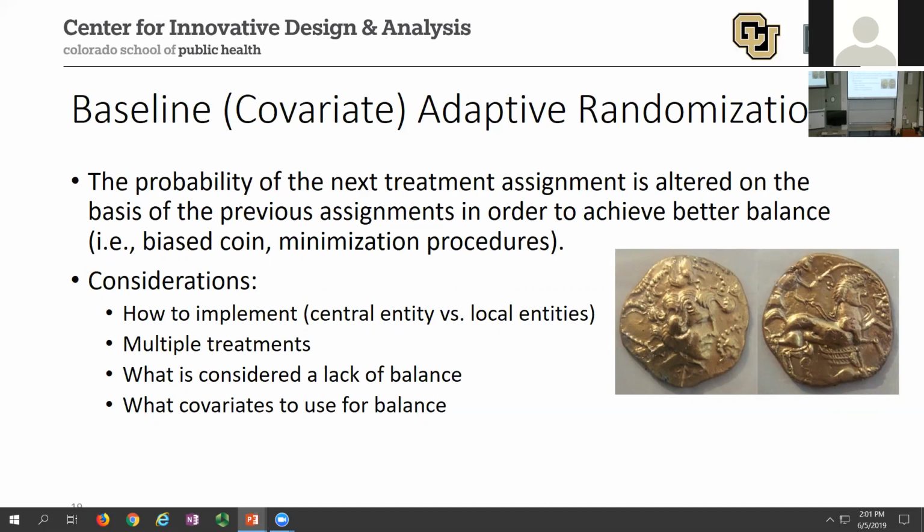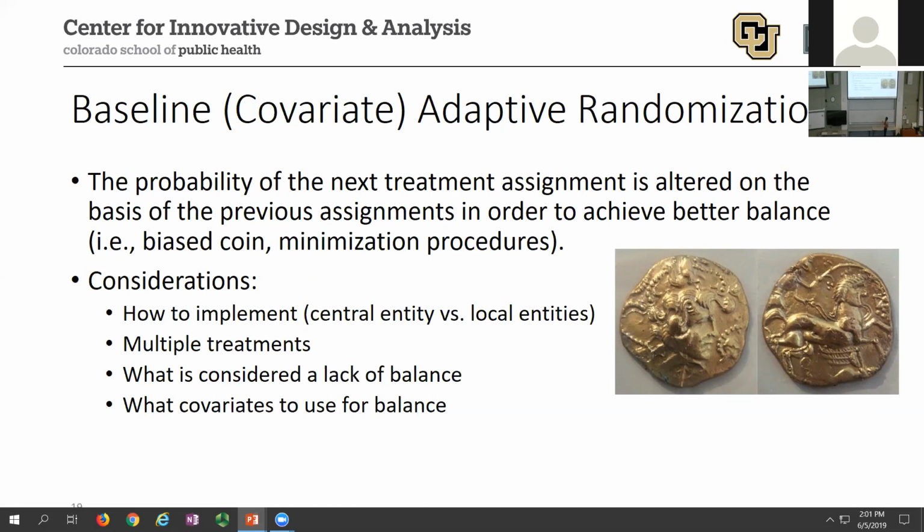In this case, we have some considerations to keep in mind if this sounds like something that might be of interest to you in a future study. One is, if you're doing a multi-site trial, do you have some central entity that's in control of this adaptive randomization, or is it by each specific site? If you have 2 treatments, it's fairly simple, but if you expand it to multiple treatments or maybe incorporate it into a design that can drop treatment arms, how do you incorporate this adaptive randomization and maintain the integrity of your trial? We also have to answer the question, what is a lack of balance? What does that actually mean in the context of our trial?